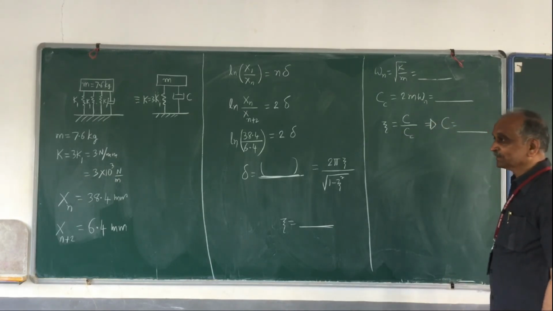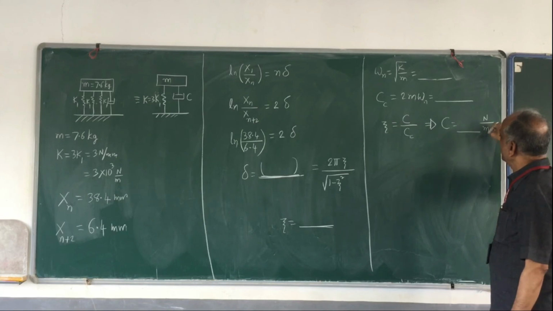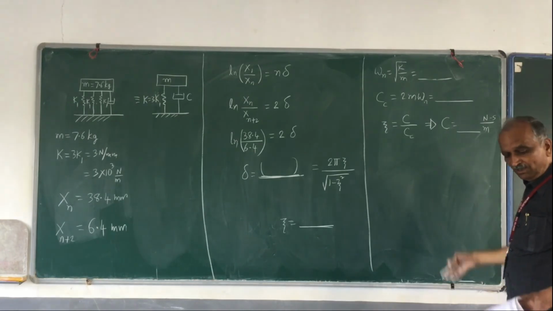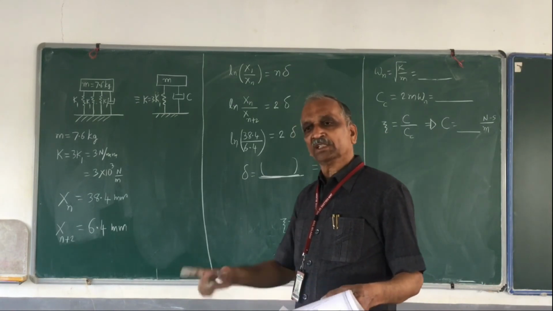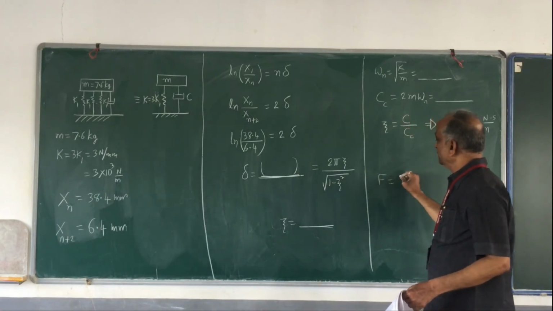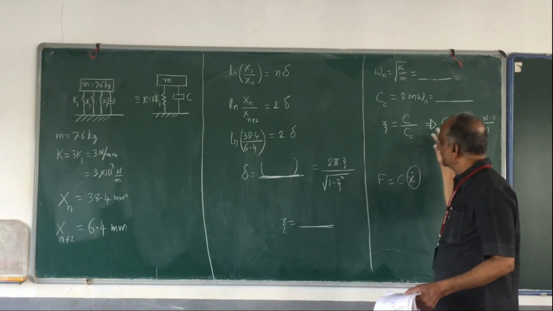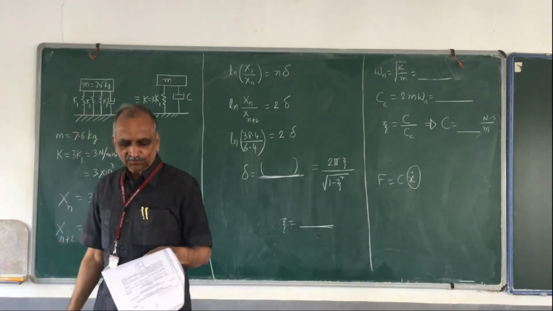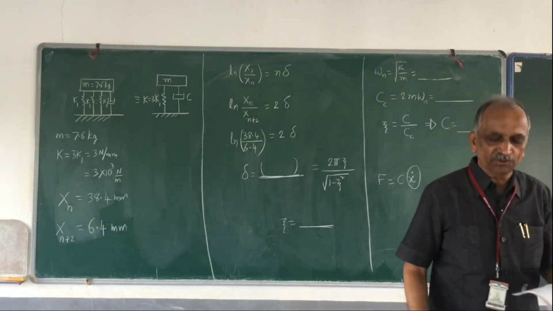What is the unit of C? C is Newton, the force per unit velocity, meter per second. So the C value is known to you. What is asked? The resistance of the dashpot at unit velocity. You know that F is equal to C into x dot. If x dot is 1, F is equal to C. What you are asked to find out is C. The answer for the first one is the resistance force of the dashpot at unit velocity, which is nothing but C, which we have found out.